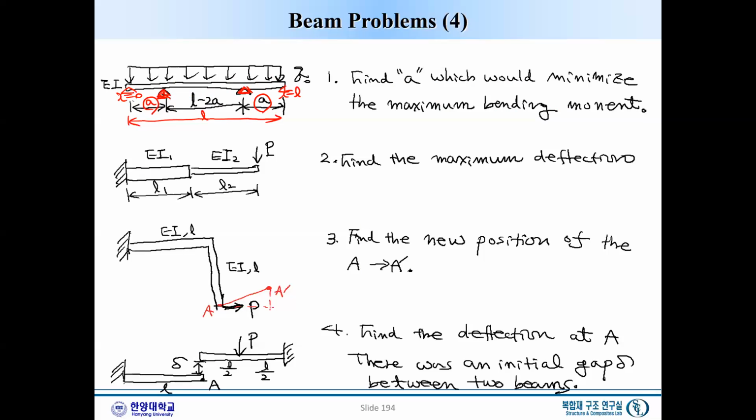But if this simple support goes into the center, then the maximum moment will occur at the supporting point. So there should be some optimal A, or A which will minimize the maximum bending moment. Okay, so this will be a very interesting problem, and we will learn from this simple but very interesting problem. Okay, second one.